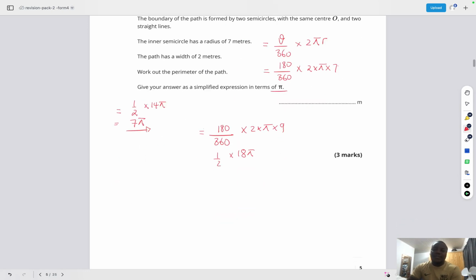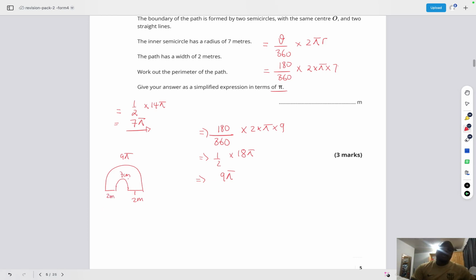So this implies that what we are going to have for the arc length of the bigger one is 9 pi. So now we've got a situation where we've got the bigger arc, which is this one here, which is 9 pi. Then we've got the smaller arc here, which is 7 pi. Now from here to there, we are told this is 2 meters, and again from here to there we've got 2 meters.